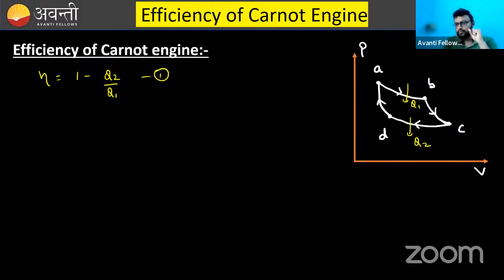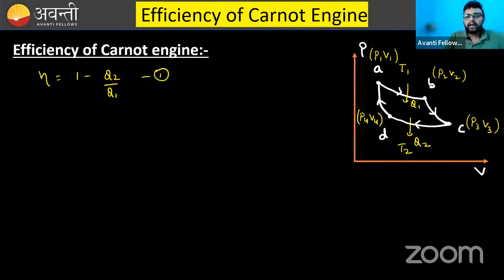Now again, I am assuming a few more things here. Let's suppose the pressure and volume at A is P1 V1, at B P2 V2, here P3 V3, and here P4 V4. We have considered some values here. One more thing you know: during the process A to B, temperature was maintained at T1, and during the process C to D, temperature was maintained at T2. Clear?